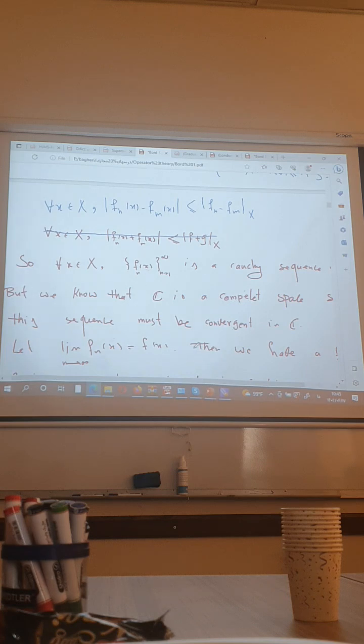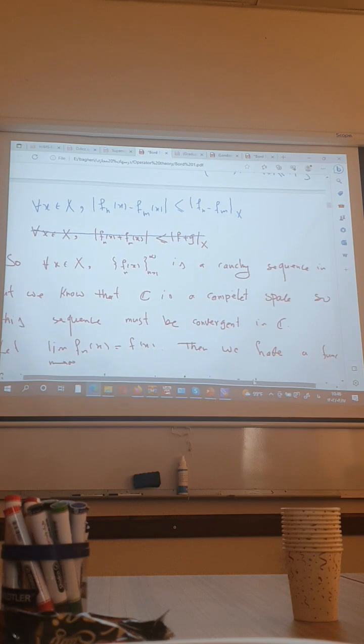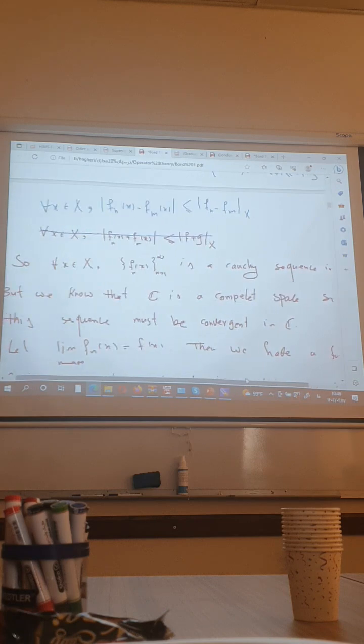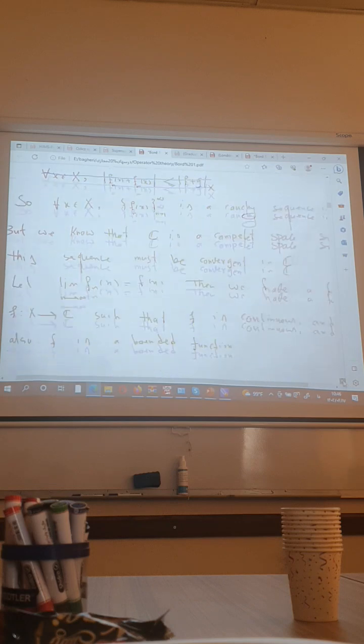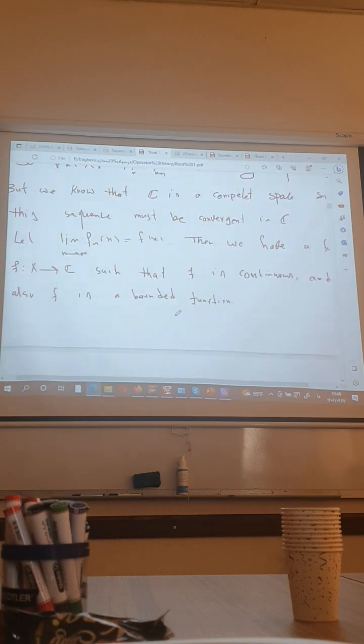Convergent. So in C, let this sequence converge to f of x. It is very trivial that if we change this x, this limit changes, so this must depend on this x. We write f of x. So we have a function f from X to C such that f is continuous and also f is a bounded function.